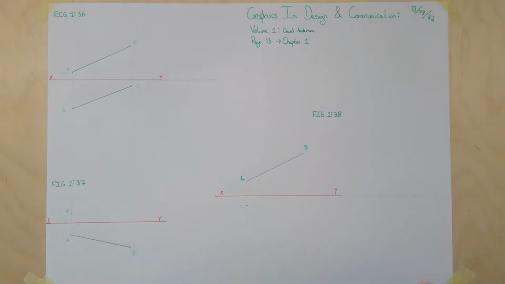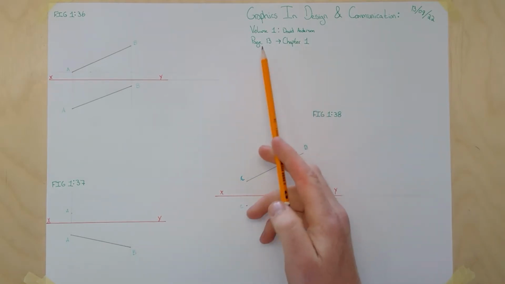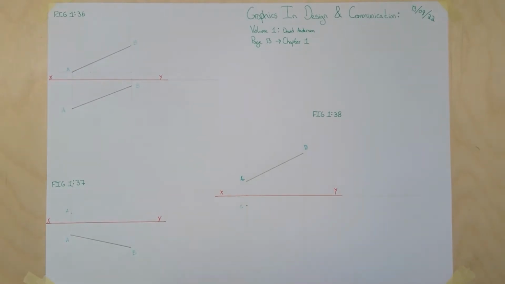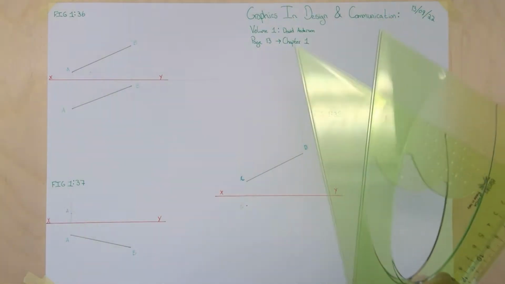So we're just going to run through these three very short, quick questions from page 13, chapter 1 in the David Anderson book. Figure 1.36 says, given the plan and elevation of line AB, find the true length of the line and its true angle of inclination to the horizontal plane using auxiliary views. The first thing we have to deal with is the true length of the line. It's the exact same as the other questions we've done.